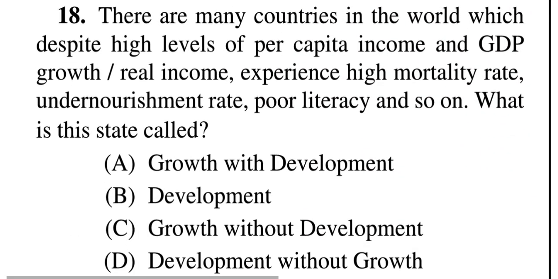Number 18, it says there are many countries in the world which, despite high levels of per capita income and GDP growth, real income, experience high mortality rate, undernourishment rate, poor literacy and so on. What is this state called? Let me try to reiterate it. There are many countries in the world which, despite high levels of per capita income and GDP growth, real income, experience high mortality rate, undernourishment rate, poor literacy and so on. What is this state called?